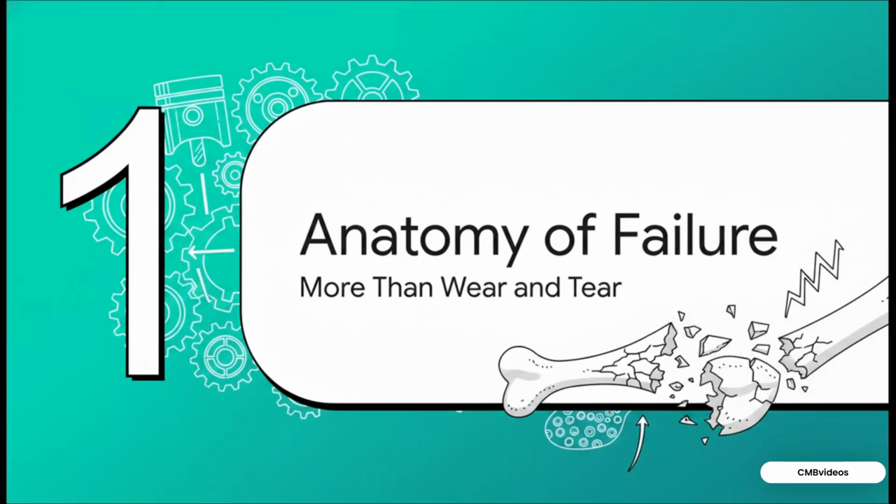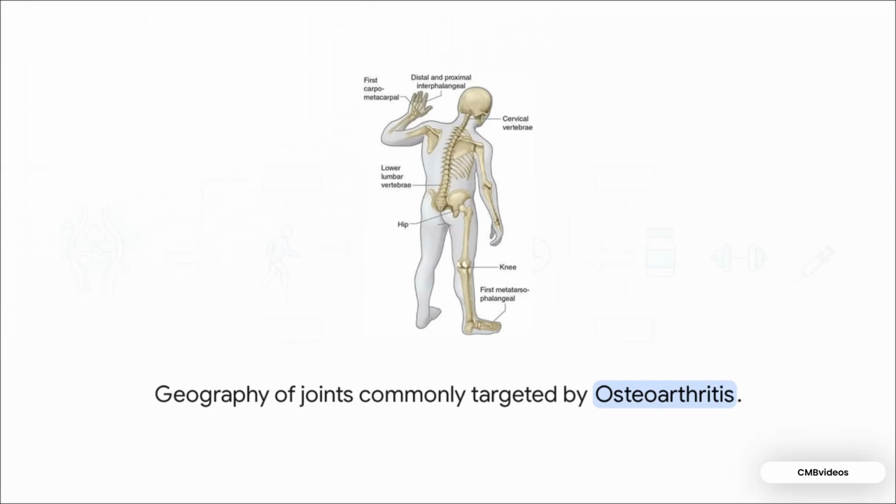Section 1. Anatomy of joint failure, more than wear and tear. Osteoarthritis doesn't just strike randomly. When you map out the body, this disease has very specific targets. We're mainly talking about major weight-bearing joints, your knees and hips. It also heavily targets the lower lumbar and cervical spine, plus some highly specific spots in the hands and feet, like the base of your big toe.